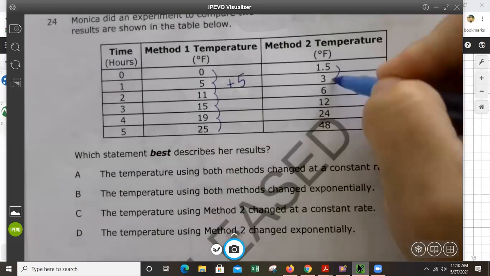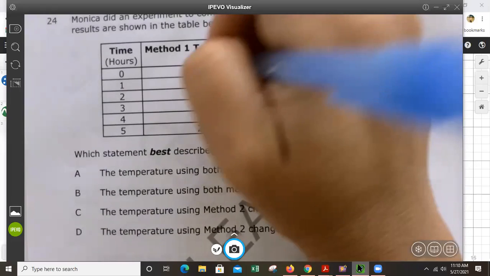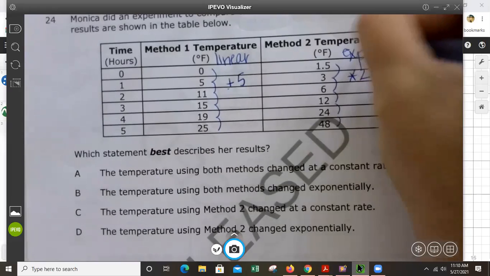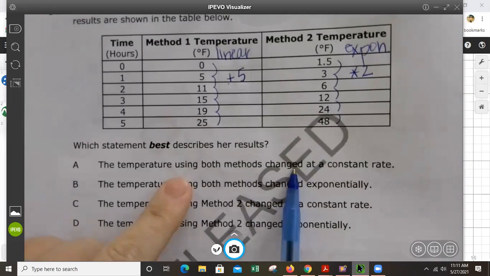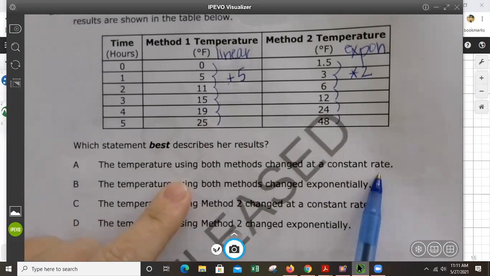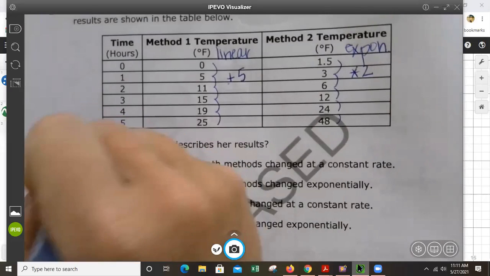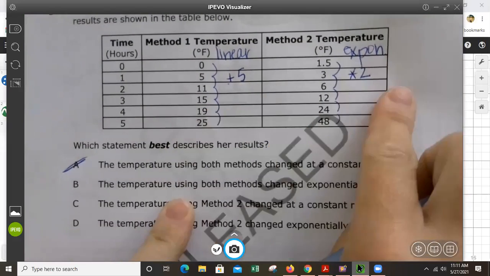What about this one? Multiplying by 2. All right, so remember what we have. Plus 5, any plus is linear. Multiply is exponential. So the temperature using both methods changed at a constant rate. Did they both change at a constant rate? Constant rate means linear. Are they both linear? No, we just said they weren't, right? The temperature using both methods changed exponentially. Were they both exponential? Nope.